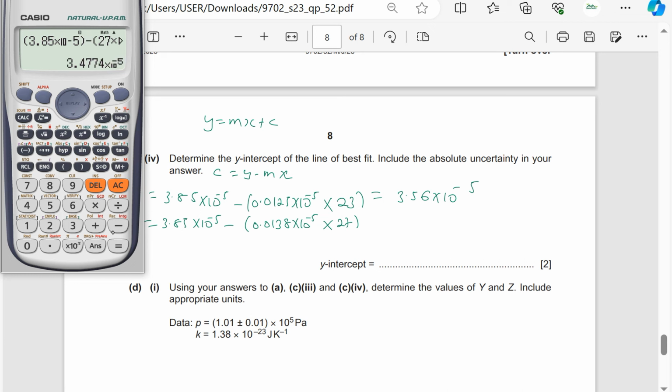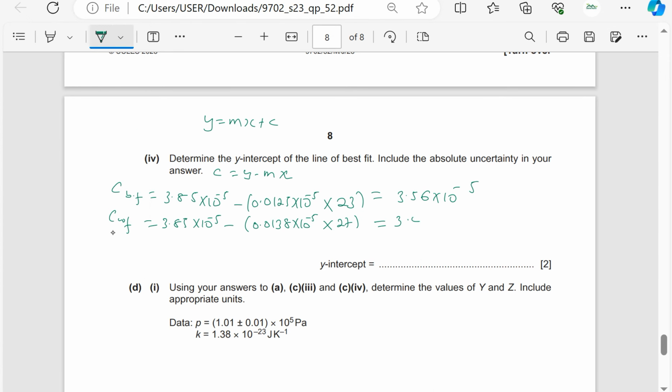So to 3 significant figures, this is 3.48. 3.48 times 10 to the power of minus 5. Since they are different numbers, different values, I can find the uncertainty.